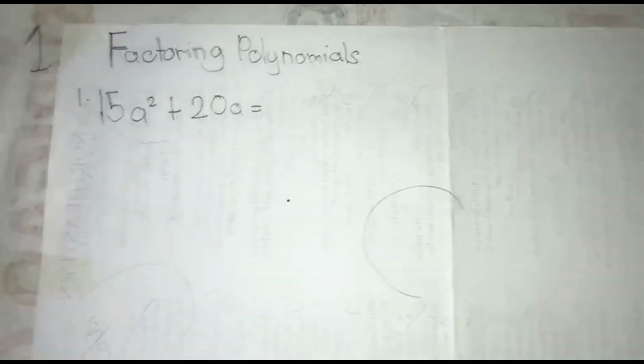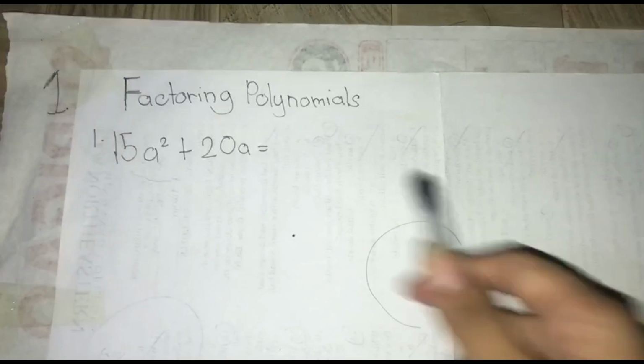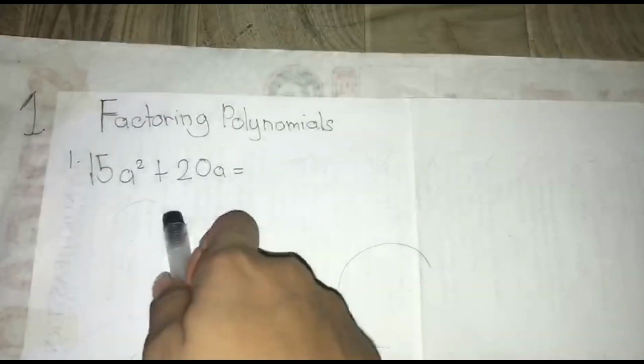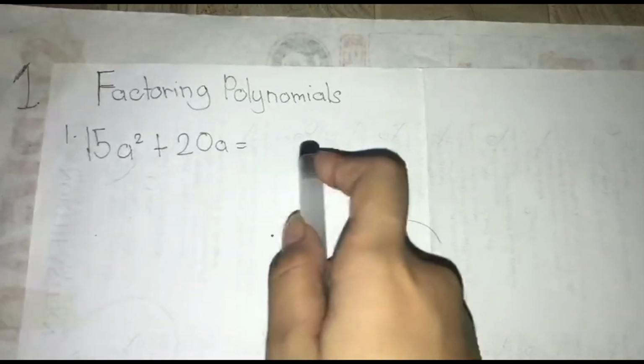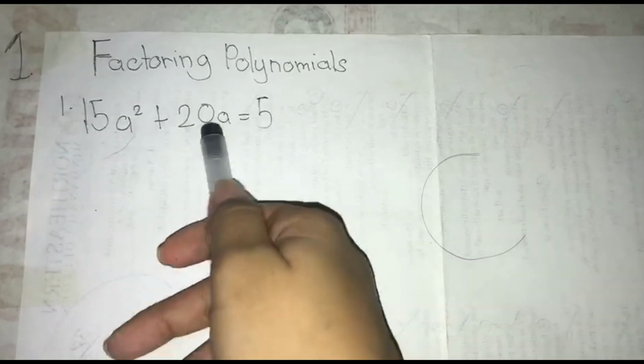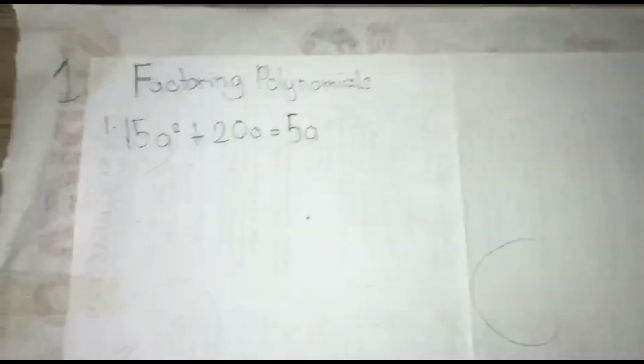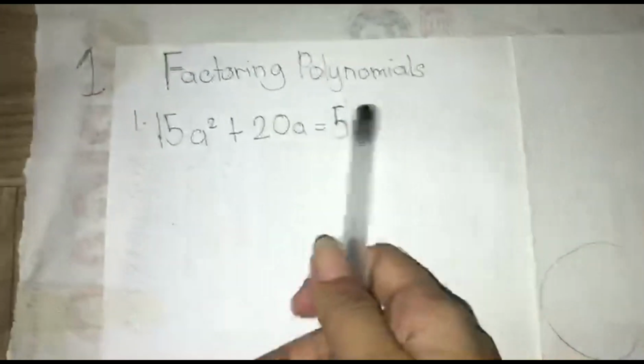Okay, factoring polynomials. Una, hanapin natin yung greatest common factor ng 15 and 20. Ang GCF ng 15 and 20 ay 5. Lagay natin 5. The GCF ng a squared at a ay a. So ilalagay natin ang a. So ang GCF ay 5a. Ngayon, i-divide natin each term by the GCF.